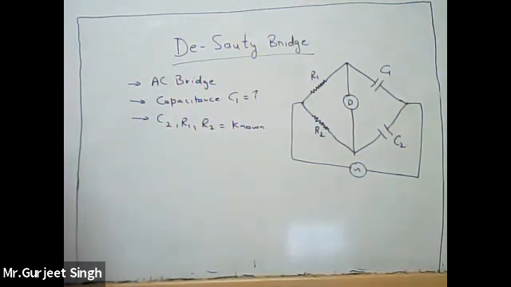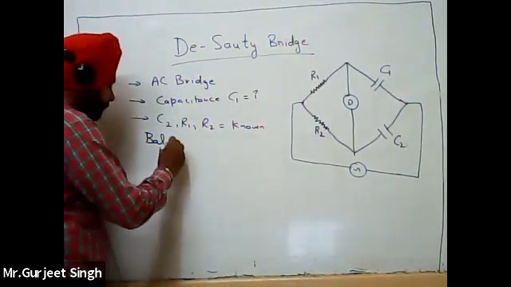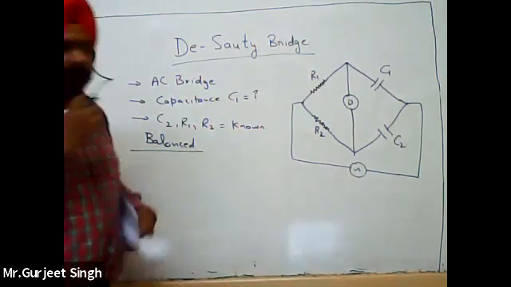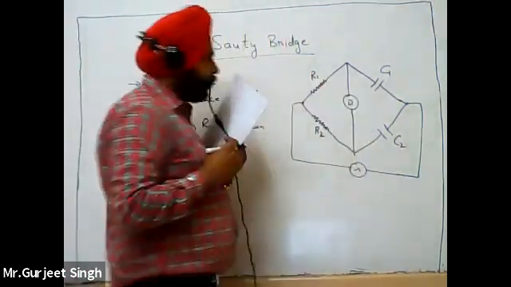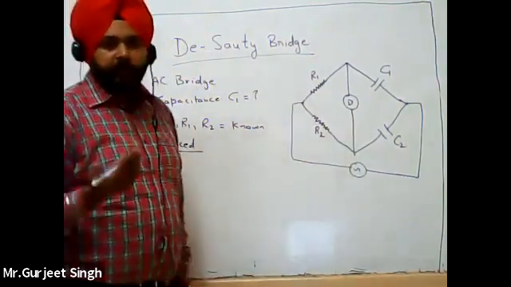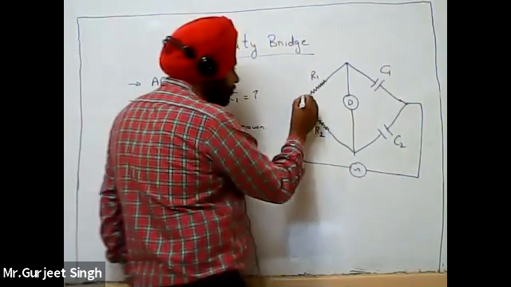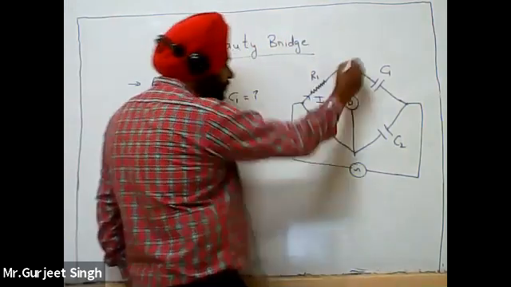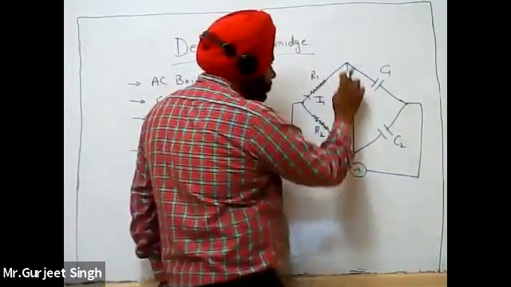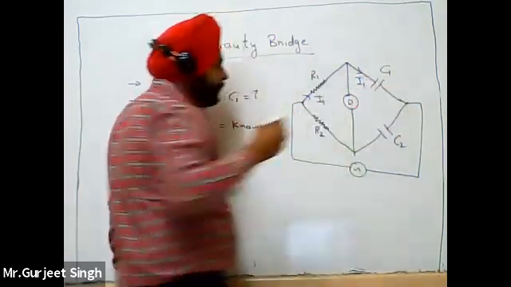So when our bridge is balanced, balanced bridge means this detector is showing the zero reading. When the bridge is balanced, no current will flow through this detector. If current I1 is flowing through R1, zero current is flowing through the detector, and the same current I1 will flow through C1.